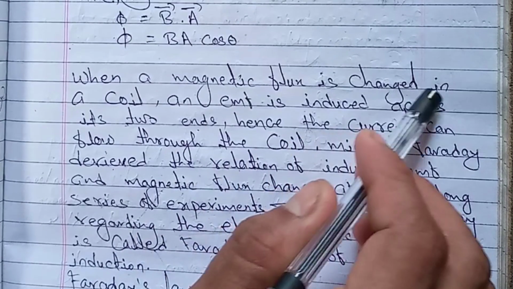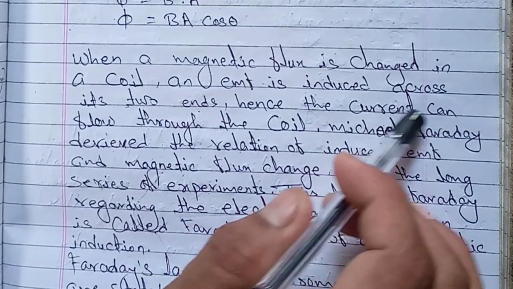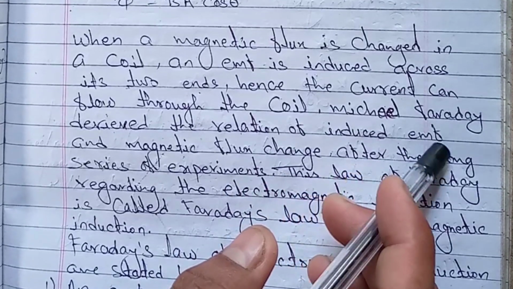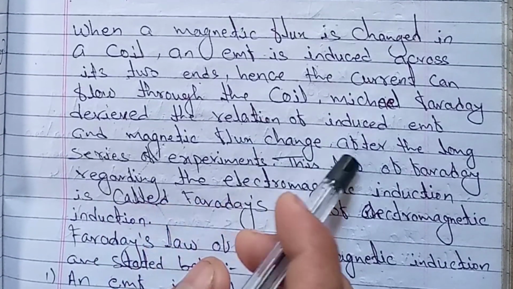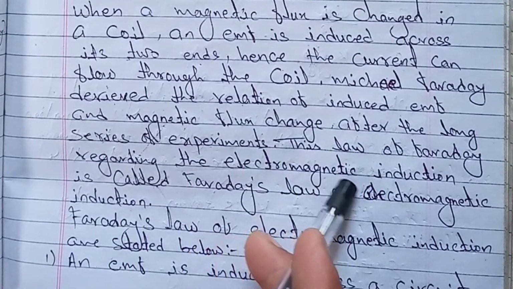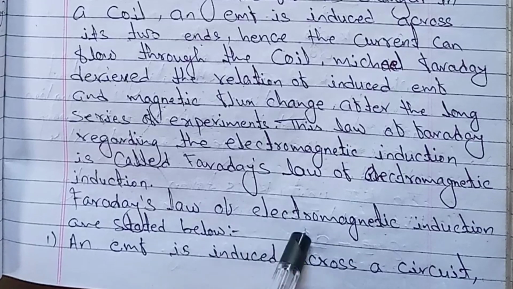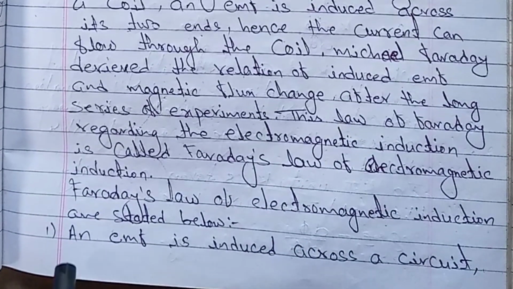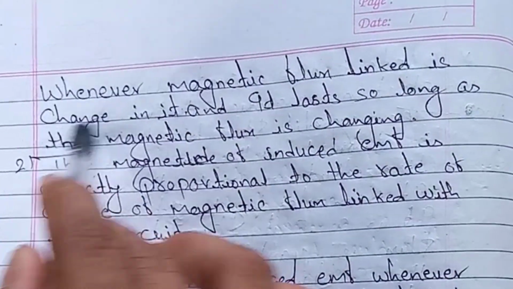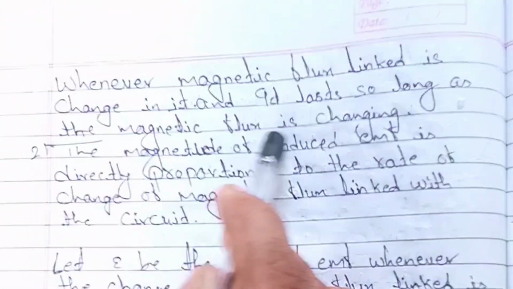When the magnetic flux is changed in a coil, an electromotive force is induced across its two ends. Hence, current can flow through the coil. Michael Faraday derived the relation of induced electromotive force and magnetic flux change after a long series of experiments. This law of Faraday regarding electromagnetic induction is called Faraday's law of electromagnetic induction. Faraday's laws are stated below. Point 1: an electromotive force is induced across a circuit whenever the magnetic flux linked with it is changed, and it lasts so long as the magnetic flux is changing.